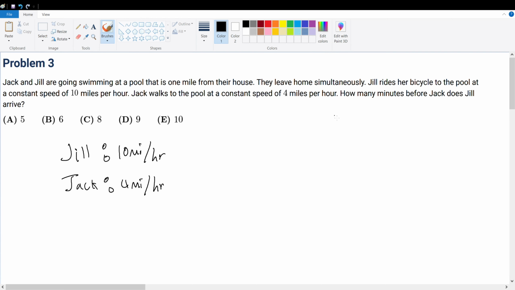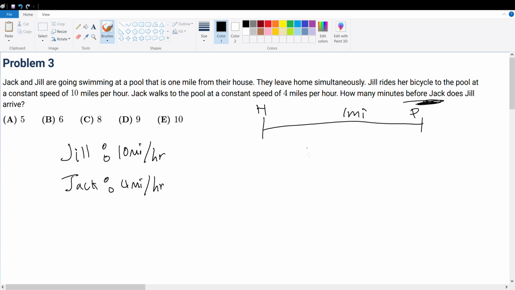Now, how many minutes before Jack does Jill arrive? So let's first draw the scenario. Let's assume this is the home and this is the pool, abbreviated by H and P. So we know that this is 1 mile. We're given the speed so we can find time, because they're traveling at constant speed.